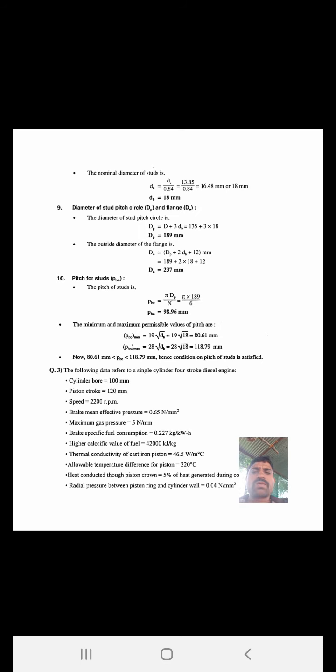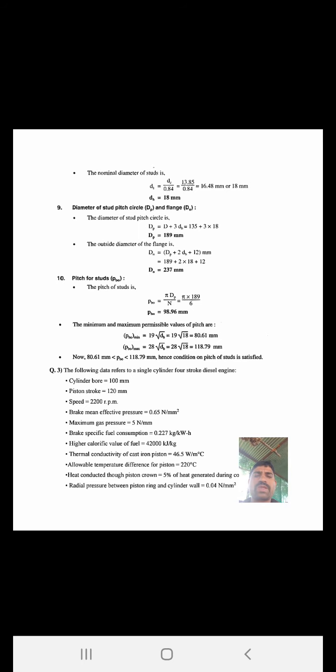Then we want to calculate the pitch for studs, pbo, pitch for the stud. pbo is equal to pi dp divided by capital N. Capital N we have calculated, N is equal to 6. Pi into dp 189 divided by 6. You will get pbo is equal to 98.96 mm. The minimum and maximum permissible values of pitch, you should check.